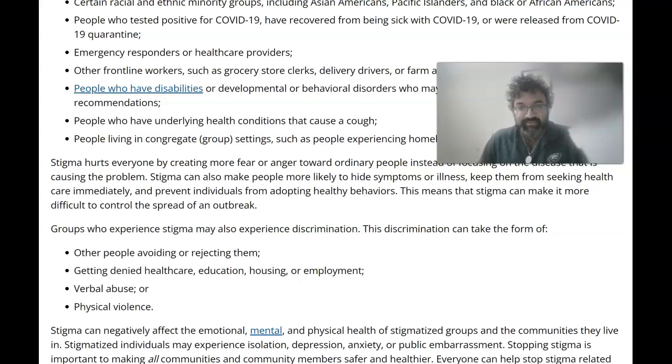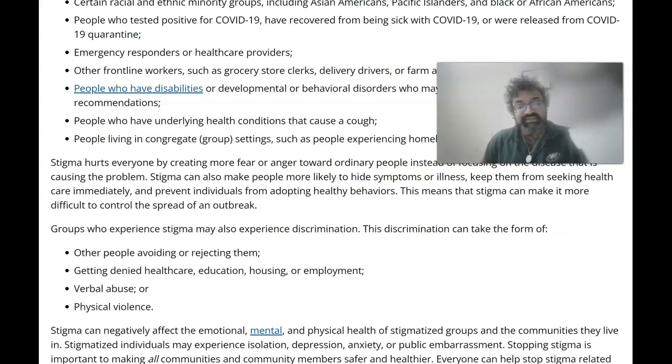That keeps them from seeking care immediately, and then that prevents individuals from adopting healthy behaviors because they're not getting the treatment that they need because of the stigma that they're experiencing. So groups who experience stigma may also experience discrimination. That's not always the case, but discrimination can take the form of anything from people avoiding or rejecting you to getting denied healthcare, education, housing, or employment.